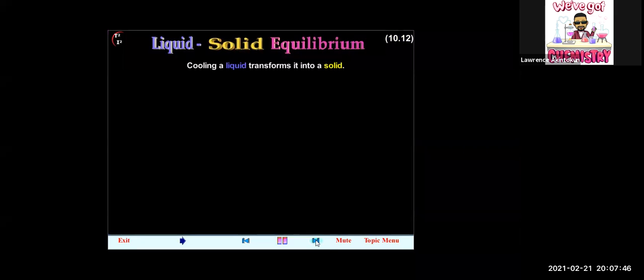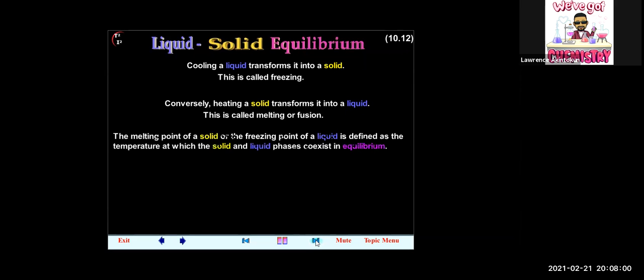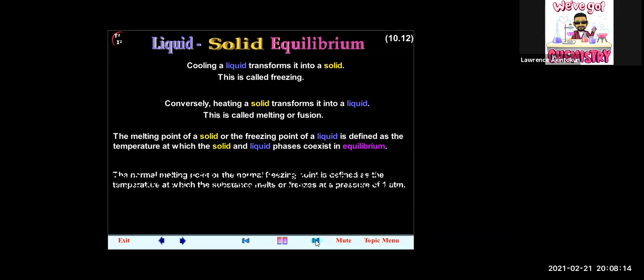Cooling a liquid transforms it into a solid. This is called freezing. Conversely, heating a solid transforms it into a liquid. This is called melting or fusion. The melting point of a solid or the freezing point of a liquid is defined as the temperature at which the solid and liquid phases coexist in equilibrium. The normal melting point or the normal freezing point is defined as the temperature at which the substance melts or freezes at a pressure of 1 atmosphere.